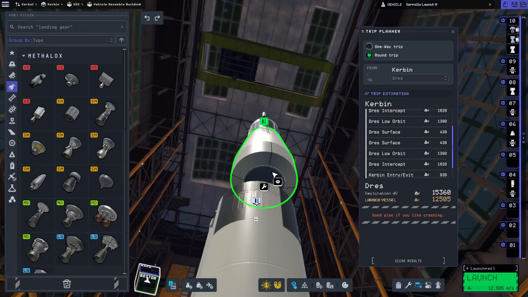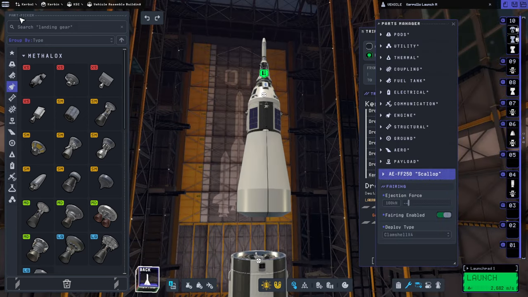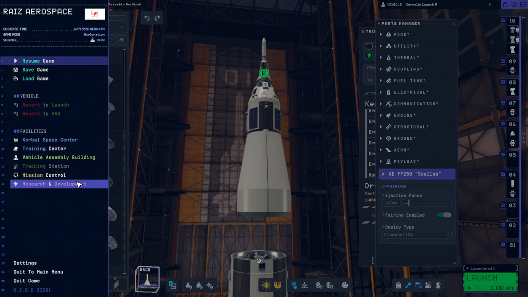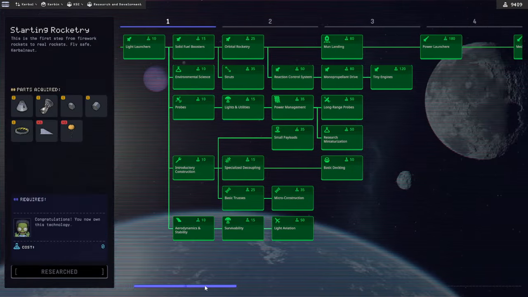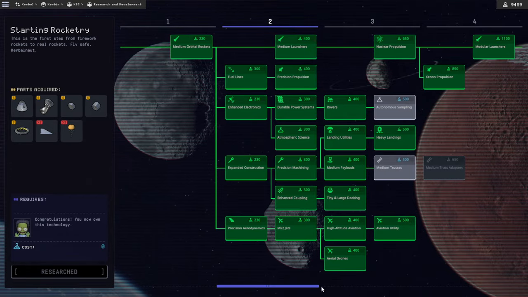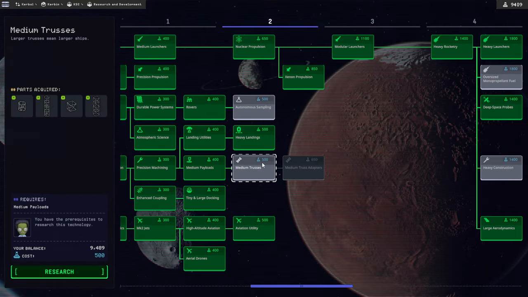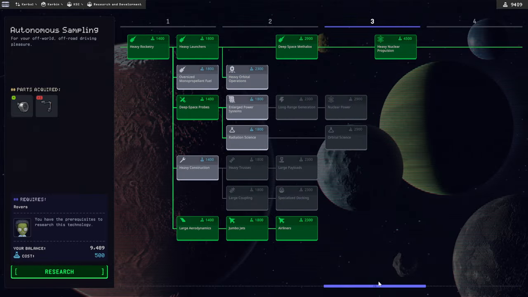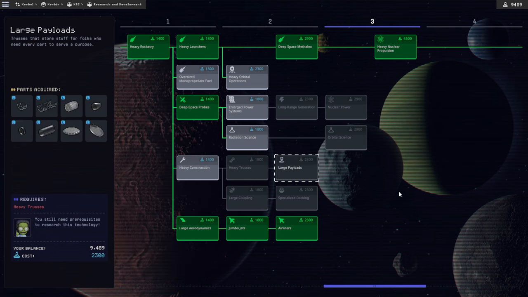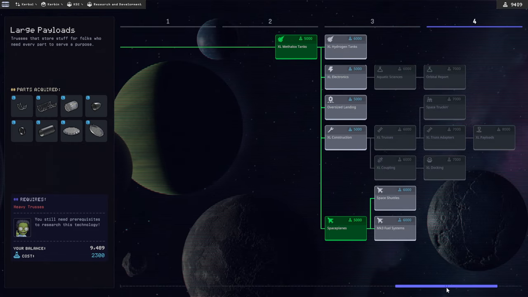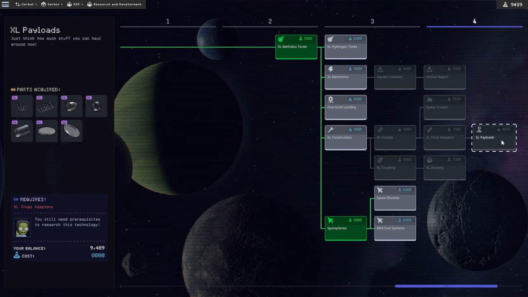At long last, can we get the larger fairings maybe? Maybe that's the thing that we should do. We have 9,000 science. I guess it's sort of petty for me not to get these, but let me just see how much the larger fairings would cost. Large payloads. Guess that's what we want. Or do I just want the extra large? Extra large payloads is all the way up here.